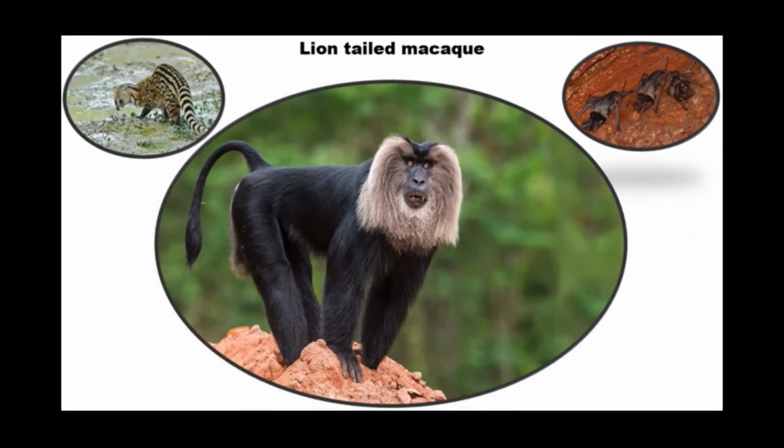Now this is the lion-tailed macaque. Its name is because of the tail you see. The tail resembles that of a lion and hence the name. It is the most threatened primate in the rainforest of the Nilgiris.